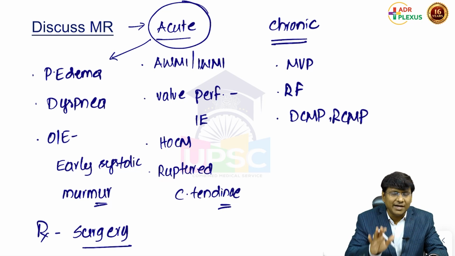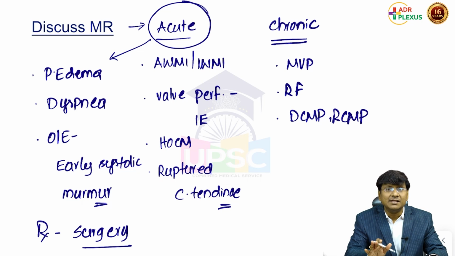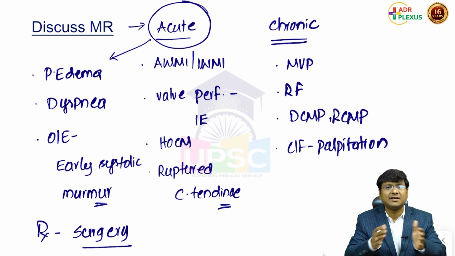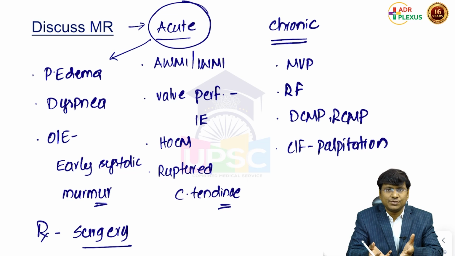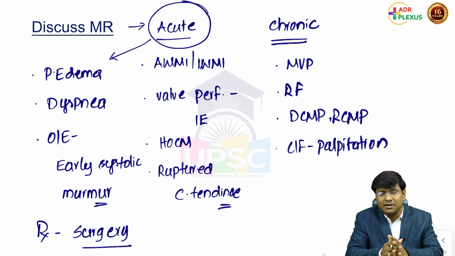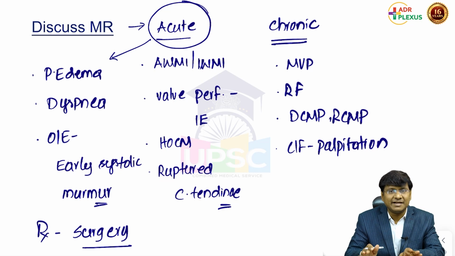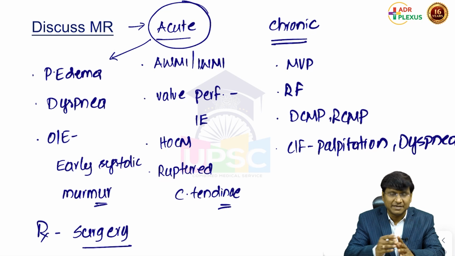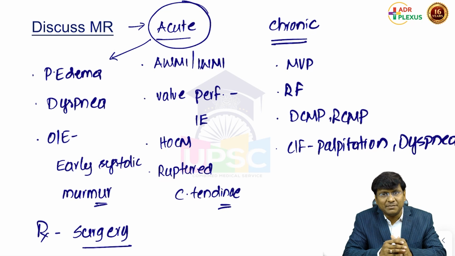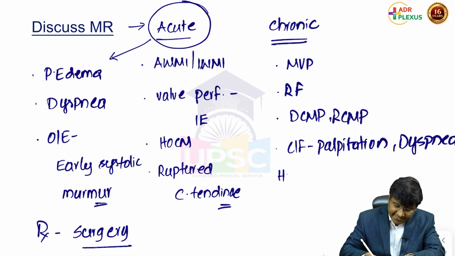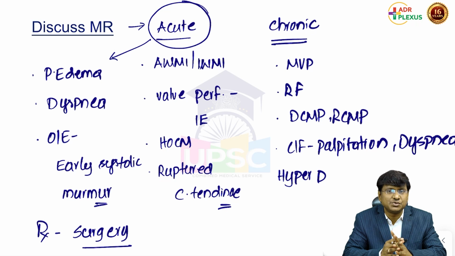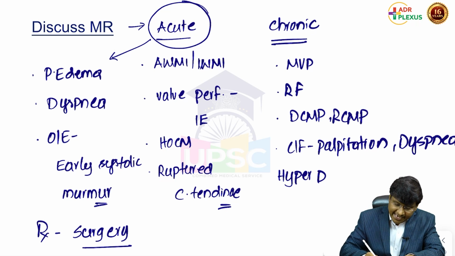In case of chronic MR, please remember, an important clinical manifestation is palpitations, because in patients with chronic MR there will be left ventricular dilatation causing palpitations due to premature ventricular contractions or ventricular arrhythmias. And once there is left ventricular failure due to MR, these patients will have dyspnea due to development of pulmonary edema. And in patients with MR, how will be the apical impulse? It will be a hyperdynamic type of apical impulse.